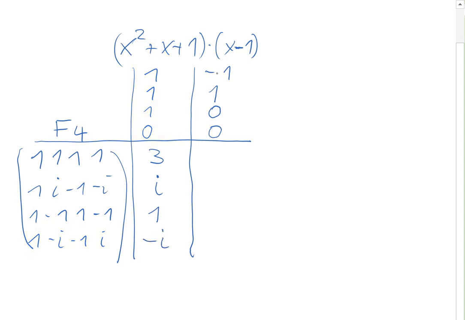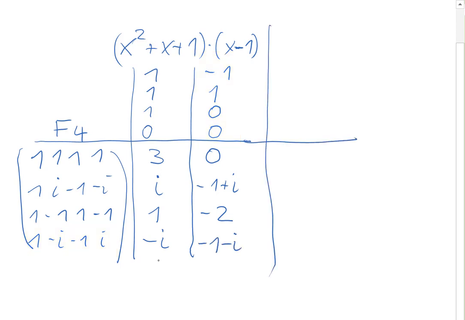So for the second polynomial, minus 1 and the rest is 0, we have minus 1 plus 1 is 0. Then we have minus 1 plus i is minus 1 plus i. Then we have minus 1 plus minus 1 is minus 2, and the last one is minus 1 minus i. So those are the supporting points.